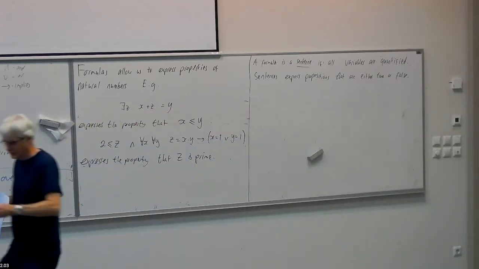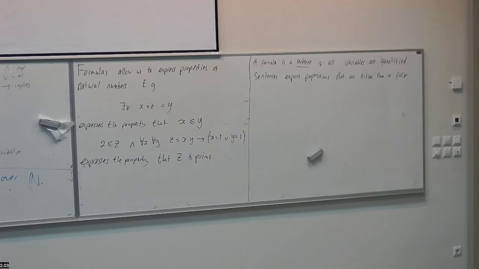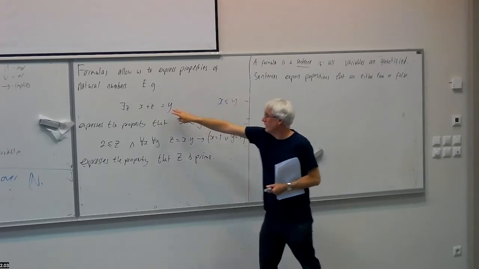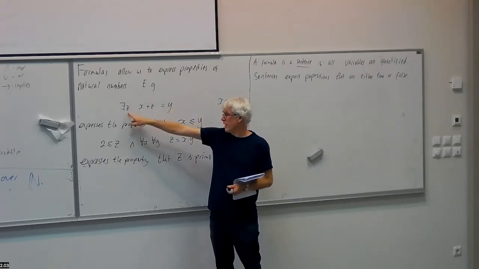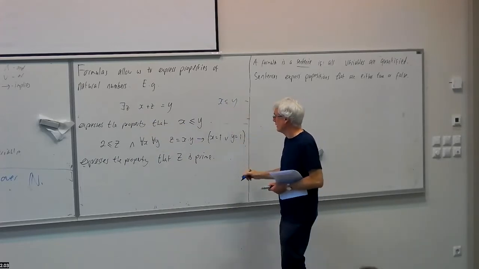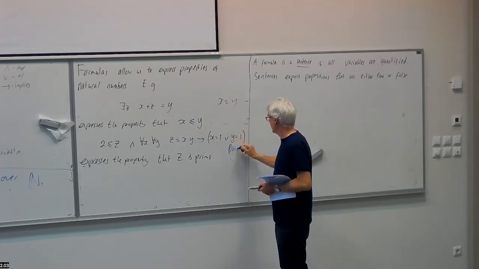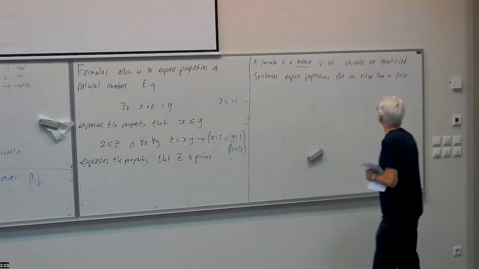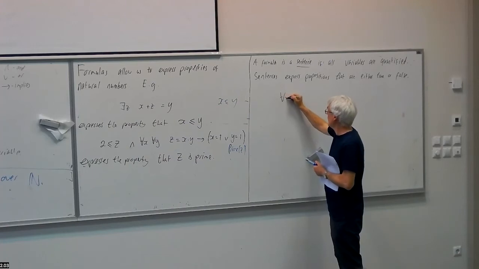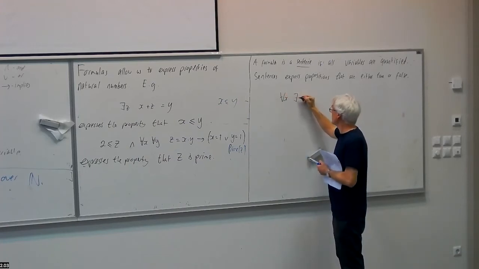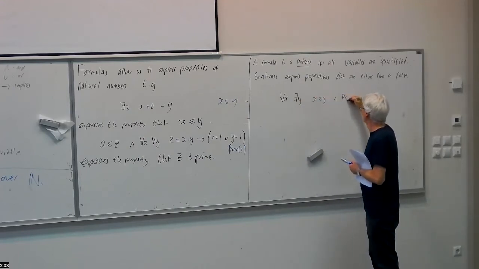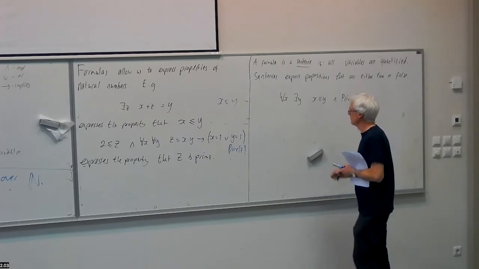So let's have a look at some examples of sentences. We may change the name of the variable we're quantifying over if we need to. This formula expresses x is equal to y. This formula will express z is prime. So here's a formula in which we quantify over all variables. For all natural numbers x, there exists a natural number y such that x is less than or equal to y, and y is prime. Okay.